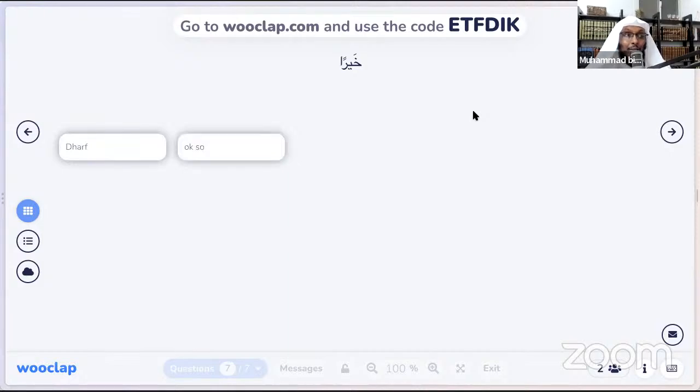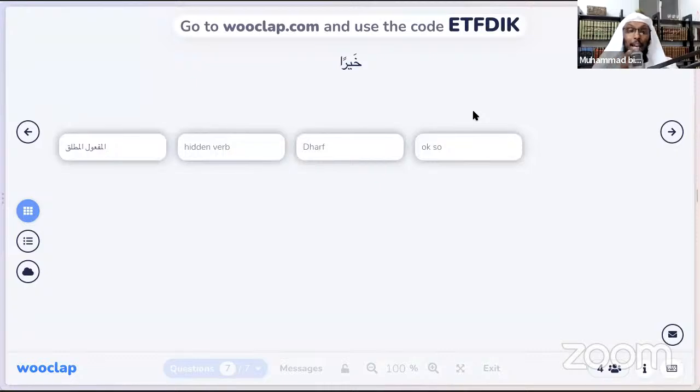ظرف. لا. في الخير? No. She's not saying in خير. لا. It doesn't mean ظرف. Hidden verb. أحسنت. Hidden verb. أحسنت. نعم. لا, it's not مفعول مطلق. All right, it's not. For example, I don't even think there's a verb for خير.